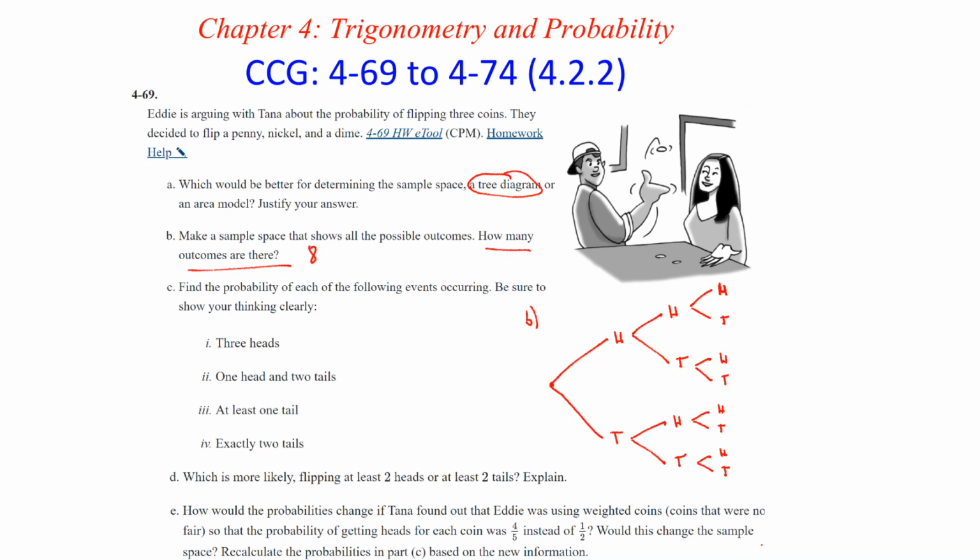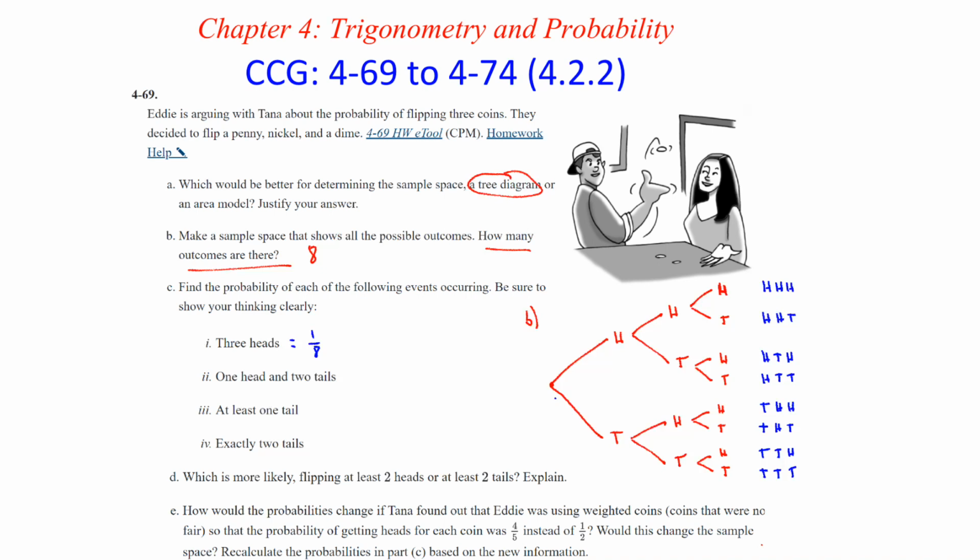Part C, find the probability of each of the following events occurring. Be sure to show your thinking clearly. To show part of this, I went ahead and showed you the outcomes of what could have possibly been flipped with the 3 coins. So that might help us answer this probability a little easier. On the first one, 3 heads. All 8 possible outcomes are the same likelihood to happen. They'd all represent 1/8. For 3 heads, out of the 8, there's only 1 that has all heads. So for 3 heads to occur, that's going to represent 1 out of 8 possibilities.